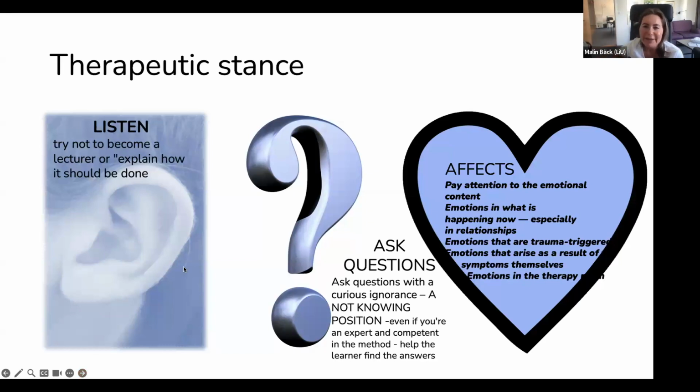Right. I will not say everything I had planned, but I can end with this picture, which is kind of my take-home when I work with IPT. Listen a lot, and you need to ask a lot of questions, not become the expert, but help the patient to become an expert by asking curious questions about mood and event, and connecting them together, and always pay attention to the emotional content, what's happening here and now, especially in relationships: emotions that are trauma triggers, emotions that arise as a result of symptoms themselves, and of course the emotions in the therapy room. So, thank you for listening.